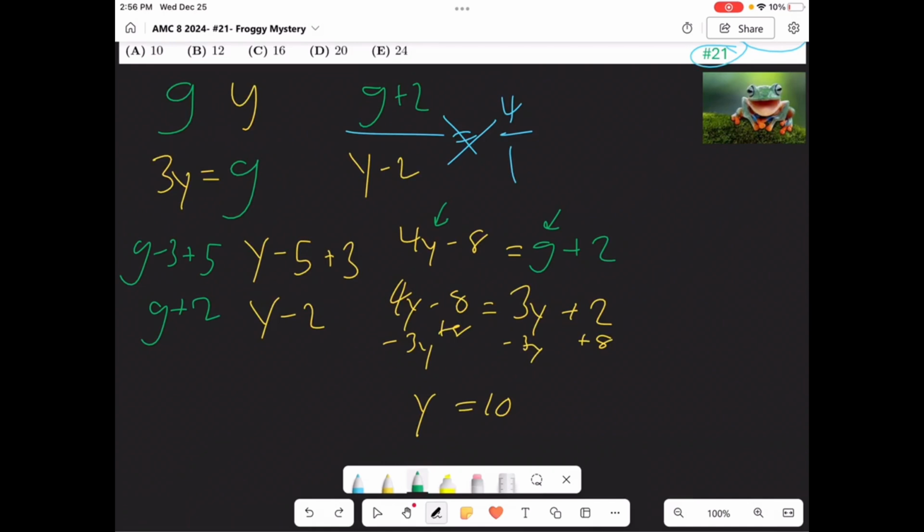Now what? We're not done yet. We can't just put 20 as our answer, because remember, the green side got 2 and the yellow side lost 2. So we need to add 2 to green and minus 2 to yellow. So g plus 2, 30 plus 2, that's 32. Minus y minus 2, 10 minus 2, that's 8. Which equals 24. So the difference between the green frogs and the yellow frogs is 24. So let's go back up and circle our answer choice.